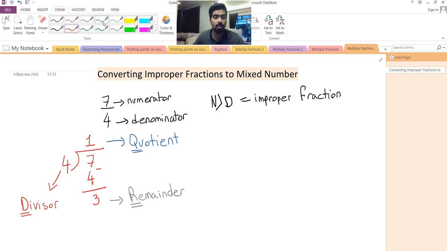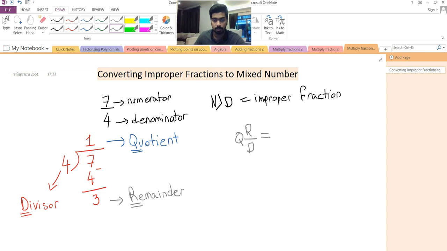Now, there is also a formula when we convert an improper fraction to a mixed number. The formula goes like this: we have quotient, remainder over divisor. Alright, guys, so just remember this. We have Q R over D.